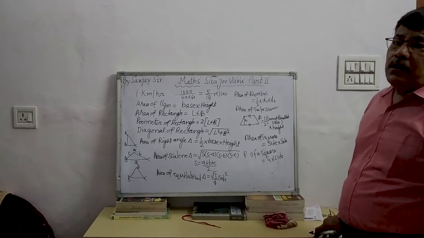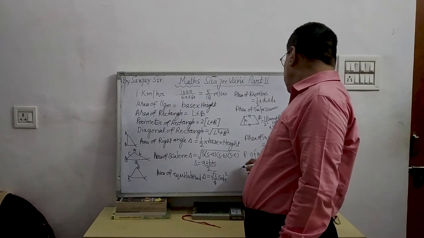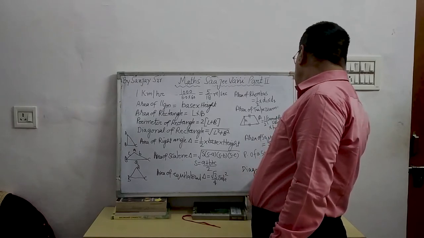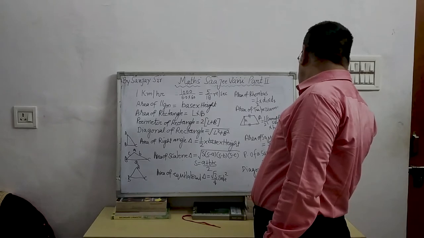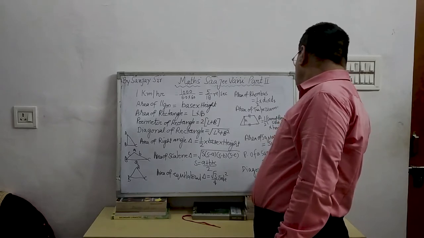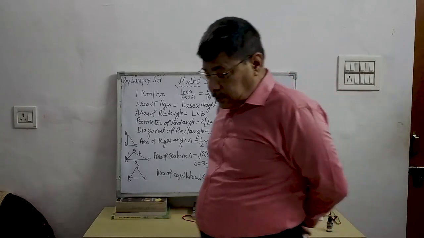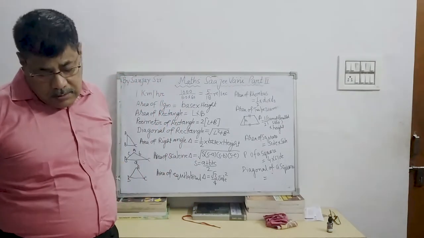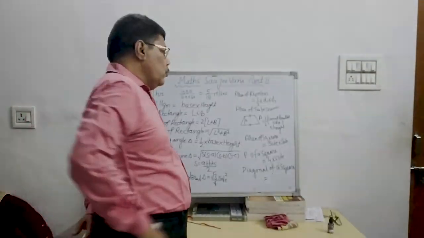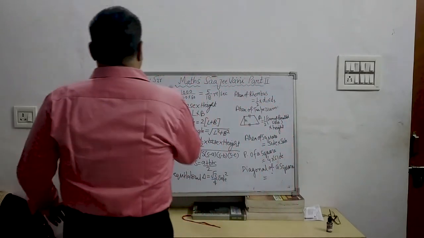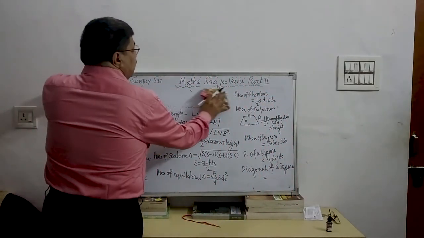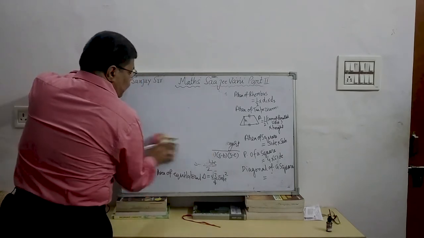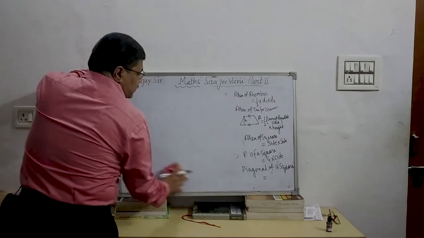Now how will you find out the diagonal of a square? Any of you can tell me how you will find out the diagonal of a square? Nobody knows it, so I am going to tell you. As you know, the square has equal sides. So, how will you find out its diagonal?